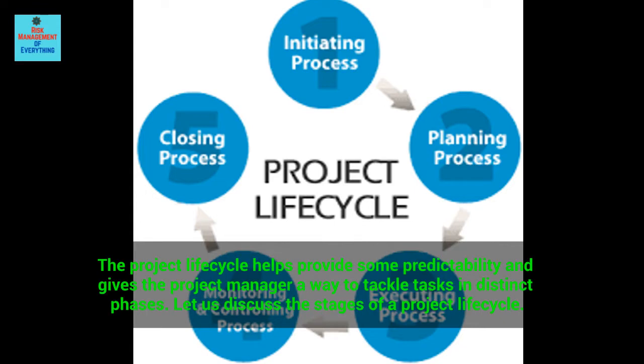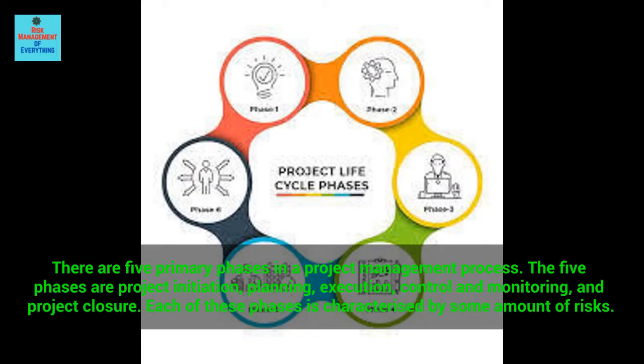The project life cycle helps provide some predictability and gives the project manager a way to tackle tasks in distinct phases. Let us discuss the stages of a project life cycle. There are 4 primary phases in a project management process. The 5 phases are project initiation, planning, execution, control and monitoring, and project closure. Each of these phases is characterized by some amount of risks.